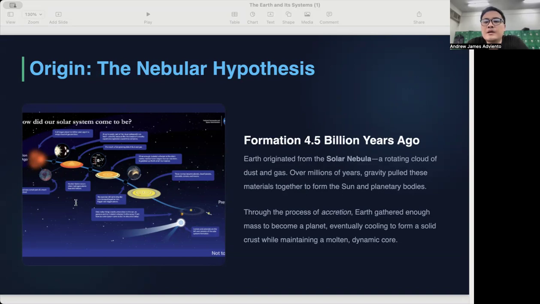About 4.5 billion years ago, gravity began to pull this material together. Most of it became the sun, but the leftovers began to clump together through a process called accretion. Think of it like a snowball rolling down a hill, getting bigger as it picks up more snow. Eventually, one of those snowballs became the Earth. It was originally a hot, molten mass that took millions of years to cool down and form the crust we live on today.